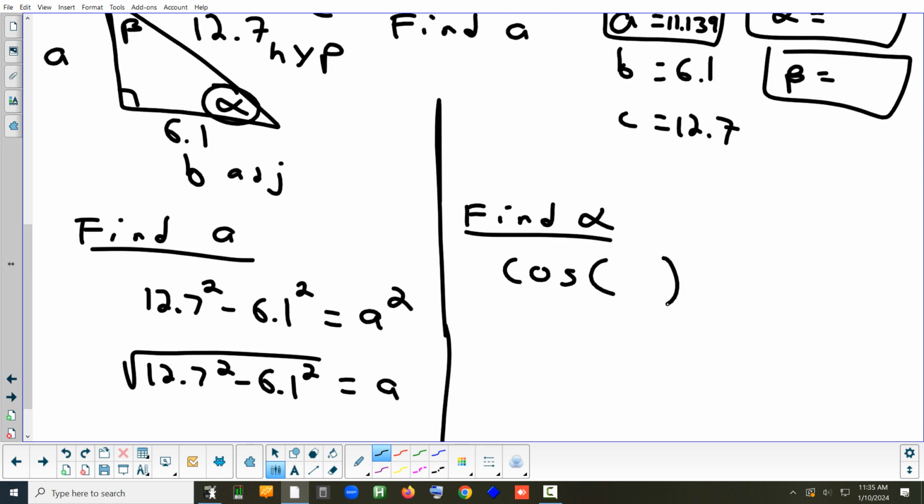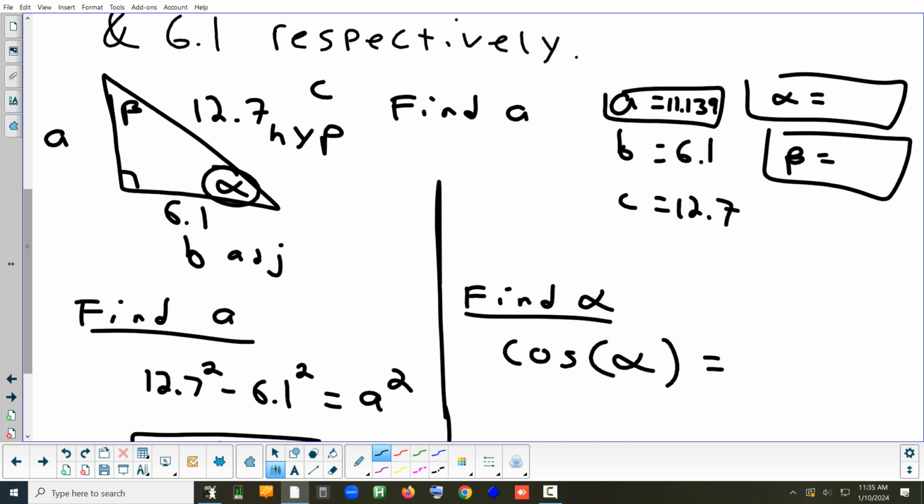What am I going to fill in for my angle? That would be alpha. So alpha goes inside the parentheses. And then we do adjacent over hypotenuse, 6.1 over 12.7.